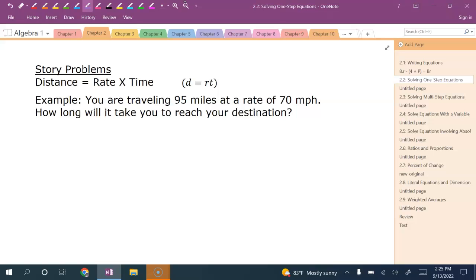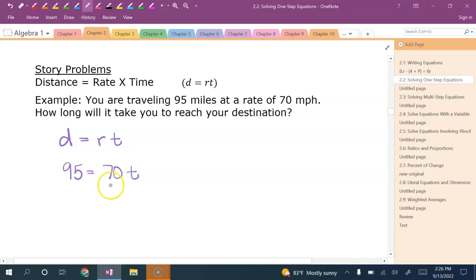So for example, you are traveling 95 miles at a rate of 70 miles per hour. How long will it take you to reach your destination? So I don't know what my time is. I know how far I'm traveling, so that would be my distance, and I know how fast I'm traveling, that would be my rate, my R. So I need to figure out what my time is. So in my equation, D equals RT, in for my distance would be my 95 miles. In for rate, R would be 70, and T would be time.